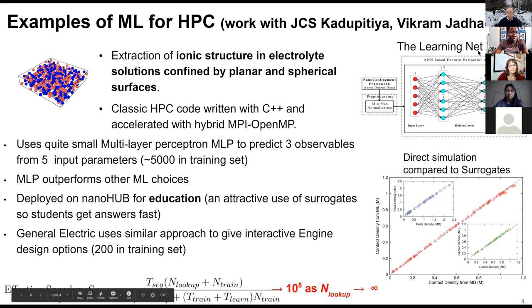Or let me just try to get rid of this thing. Here we have this fully connected network at the top, which is a pretty simple network. And here at the bottom are some typical results, which show good agreement between the prediction and the calculation. And as I mentioned before, I think General Electric uses this for computational fluid dynamics simulations.